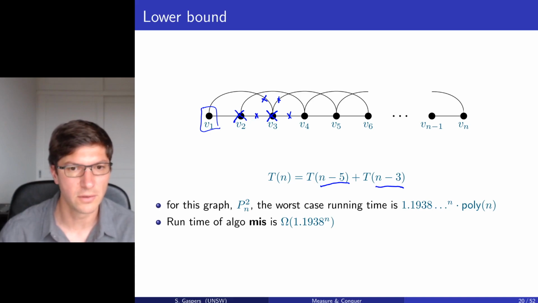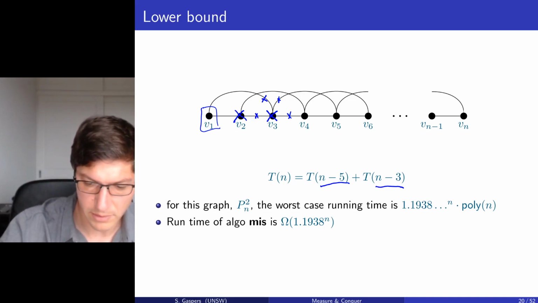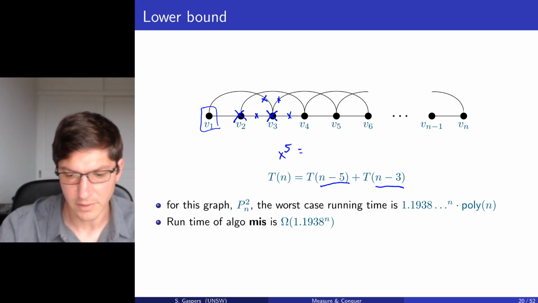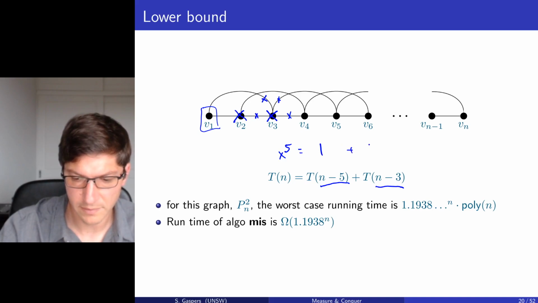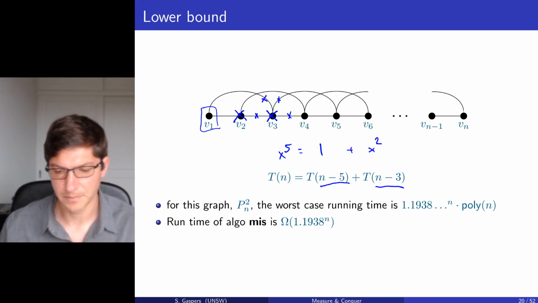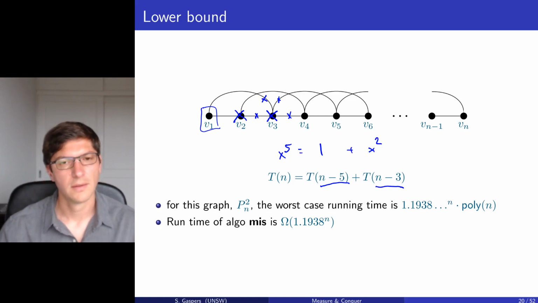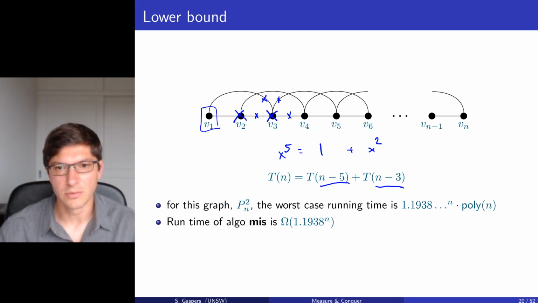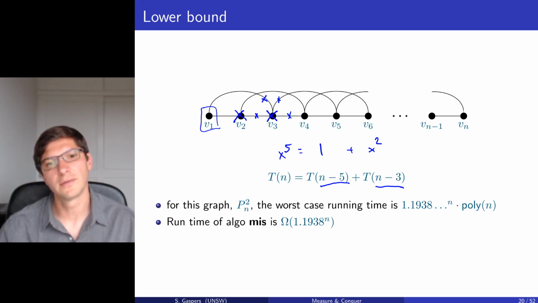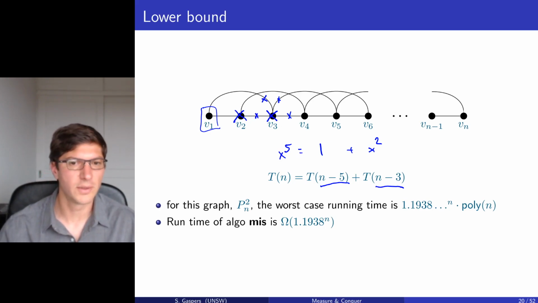So now we just need to solve this equation. Here we get x to the power 5 is equal to 1 plus x squared. If we solve this equation, we get 1.1938. And we conclude that the running time of the algorithm on this particular family of graphs is big omega of 1.1938 to the power n.